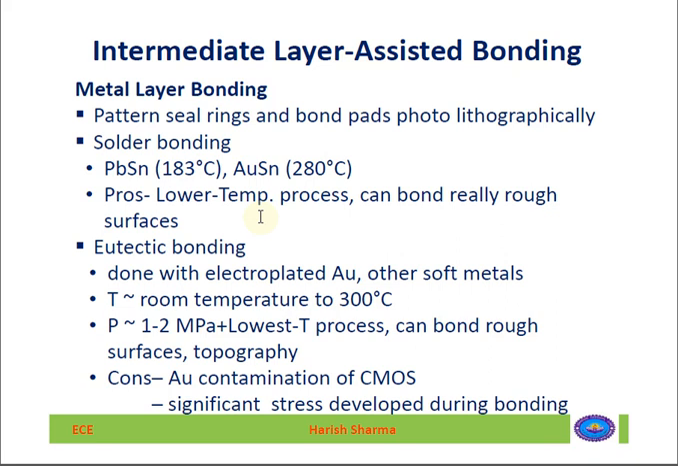The problem with this process is that Au contamination was there in CMOS fabrication, and significant stress developed during the bonding because high pressure is required, and because of the Au layer there is significant stress. Stress development is there.